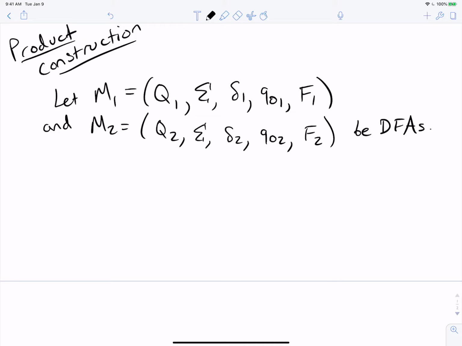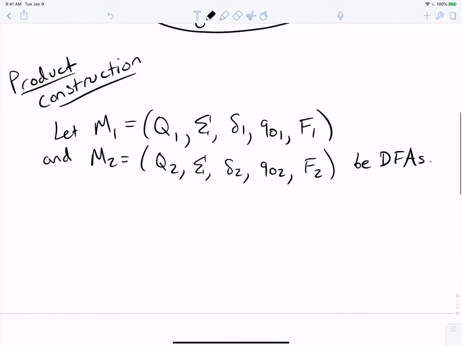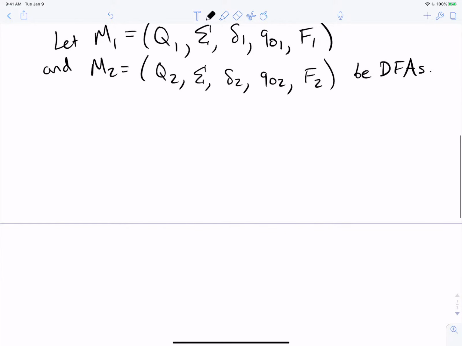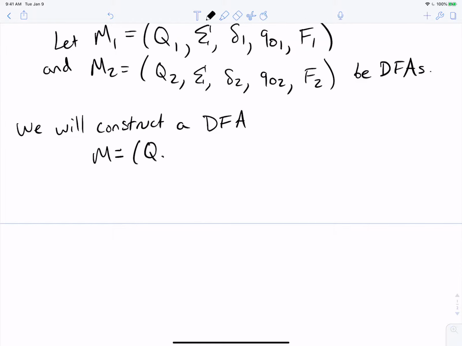Okay, well, we've got to make a DFA for, let's just say, the union. So let's see. We will construct a DFA M equals, so no subscript on this one. So it's just run-of-the-mill Q, sigma, delta, Q0, F, as follows.